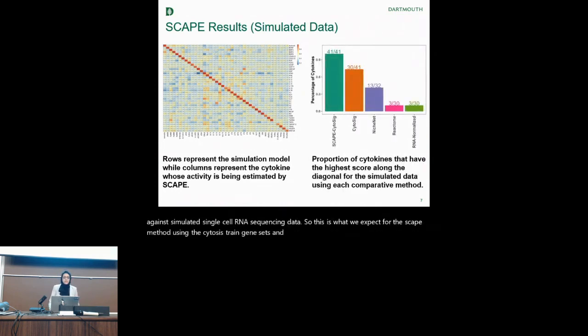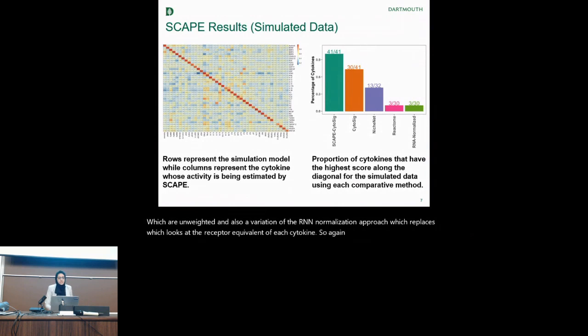And next, we are comparing our SCAPE method against the CytoSig implementation, which is CytoSig's own cytokine activity implementation using a linear regression model. It's a ridge regression-based technique. Against NicheNet model, a SCAPE method using the Reactome trained gene sets instead, which are unweighted, and also a variation of the RNA normalization approach, which looks at the receptor equivalent of each cytokine.